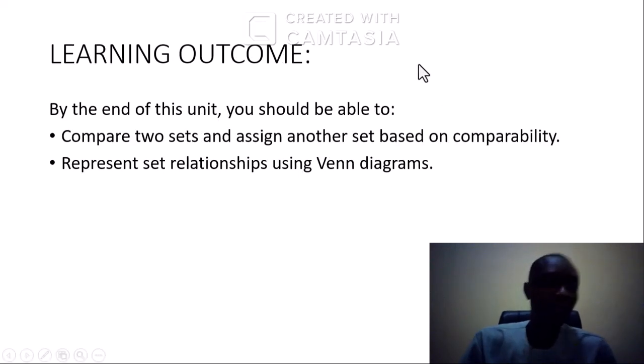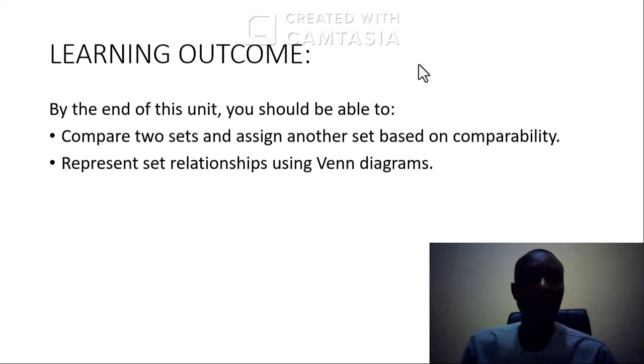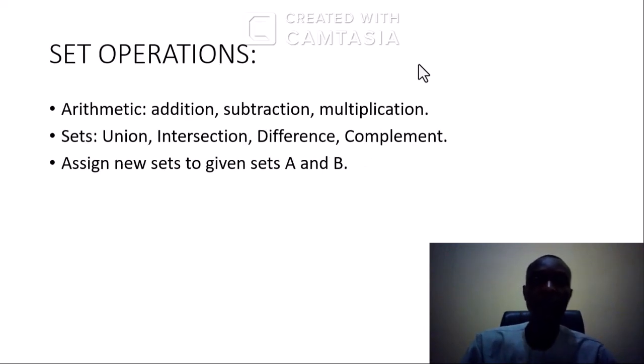Let's go. At the end of this lesson, you should be able to compare two sets and assign that set based on comparability, and also represent relationships between sets using Venn diagrams. So what are set operations? In arithmetic, in numbers, we talk of addition, subtraction, multiplication, but in sets we talk of union, which can be likened to addition. We have intersection, differences which are likened to subtraction. We have complement and the likes.